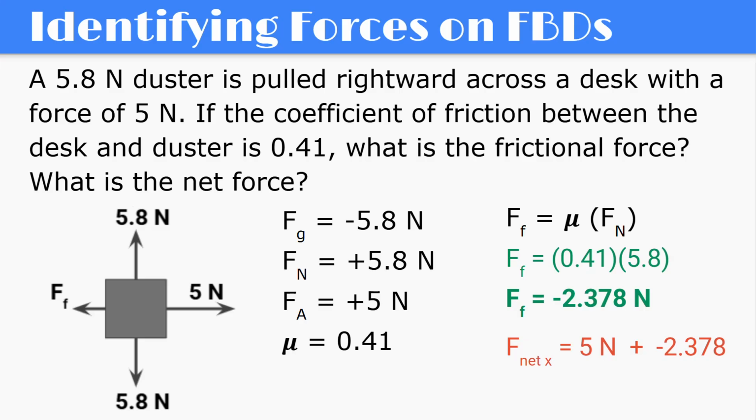Again, net force is the sum of your forces, but forces are vectors. So if it's pointing to the left, include the negative sign. You're really subtracting here, not adding. 5 plus negative 2.378, or 5 minus 2.378, is positive 2.622 newtons, and that would be the net force acting on my duster. Questions about this? We're just adding a tiny calculation in here with force of friction. Otherwise, it's all the same stuff from last unit.